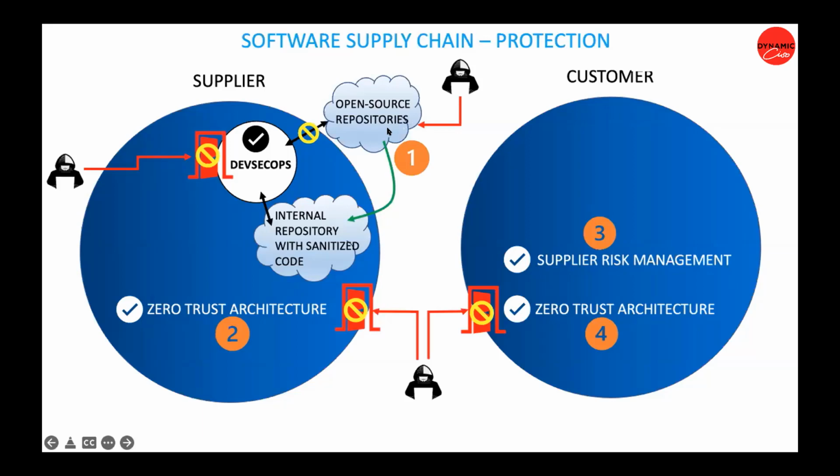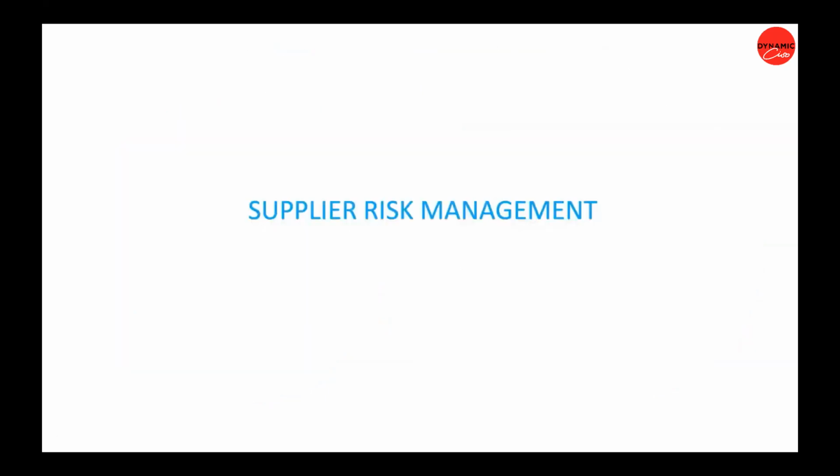vector gets protected against. Of course, the second one is you implement zero trust architecture for the rest of your environment, and at the customer end, supplier risk management. Now, what is the supplier risk management here? Let's see this.